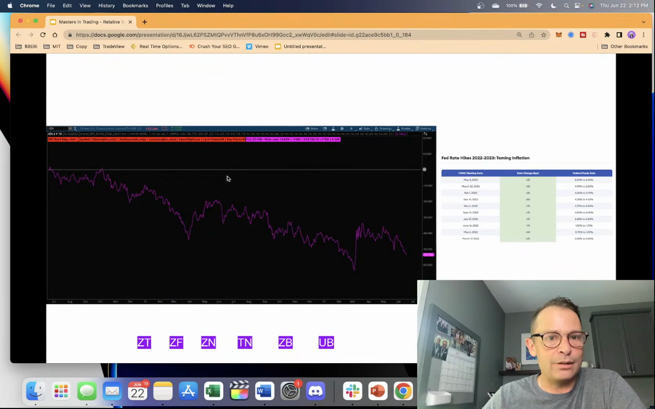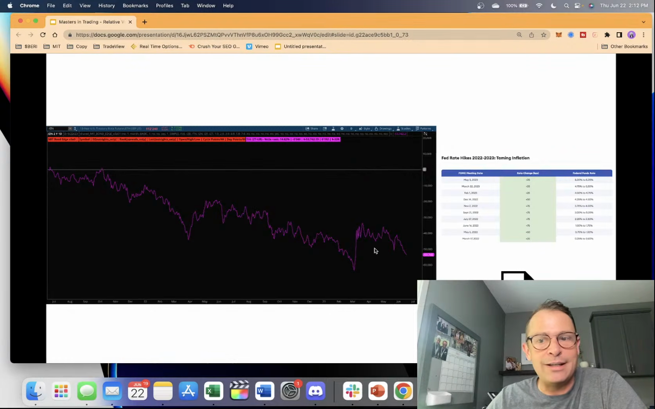Okay? So good question. Hey, Chris, flattening and inverting. If it's flattening, the rates are getting closer and closer together. If it's steepening, the rates are getting further apart. So this is flattening because the 2-year yield is rallying faster than the 30-year yield.